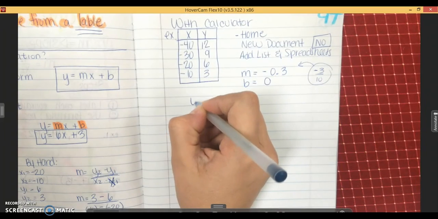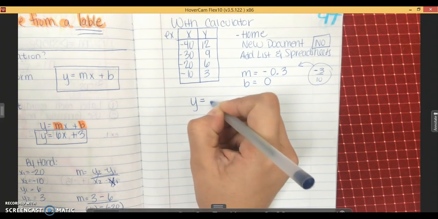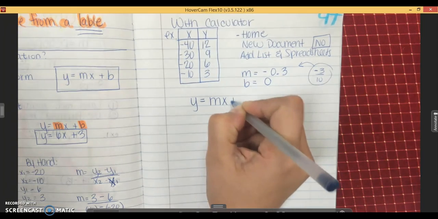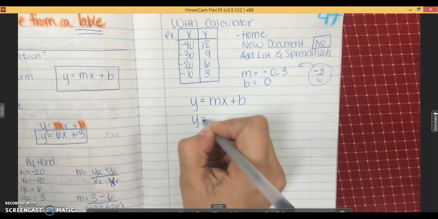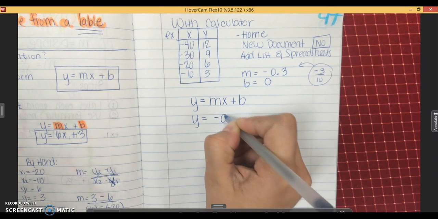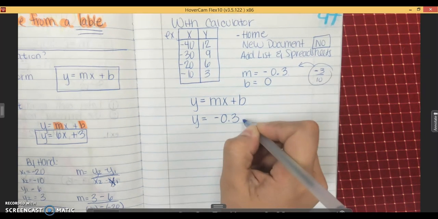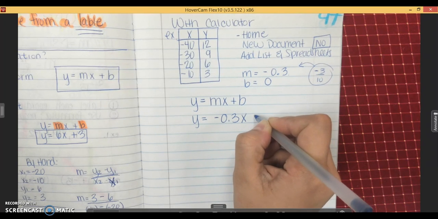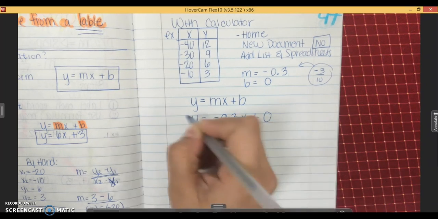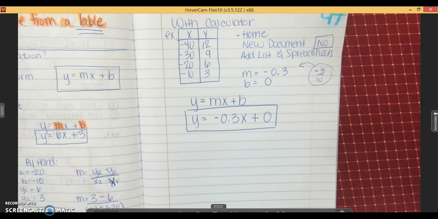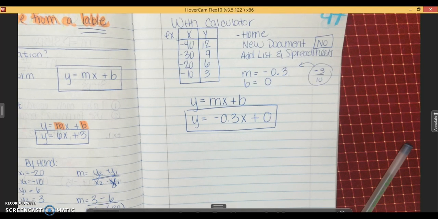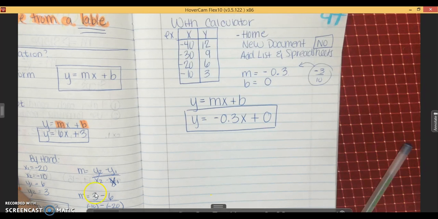I want you to write your answers in the equation we just learned. So it's going to be y equals mx plus b. And when you write your final answer, you're going to write y equals negative 0.3 for m plus 0 for b. And that is your final answer. If you need more help, please raise your hand and we can do another example on your calculator. For now, we are done.